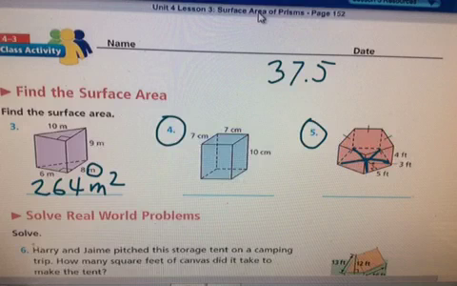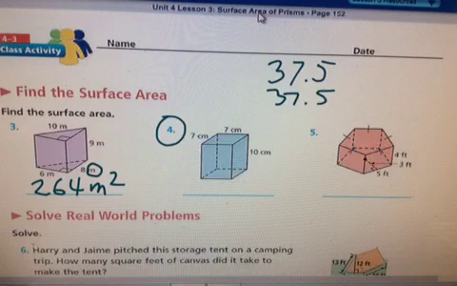And how many 37.5s do I have? Well, I have the bottom, which I just found, and I have the top. So I have two 37.5s. Now I have to find the sides. And remember, there are 5 sides on the pentagon.